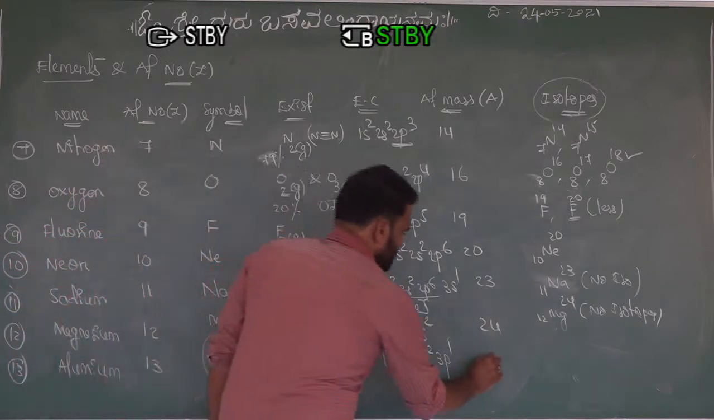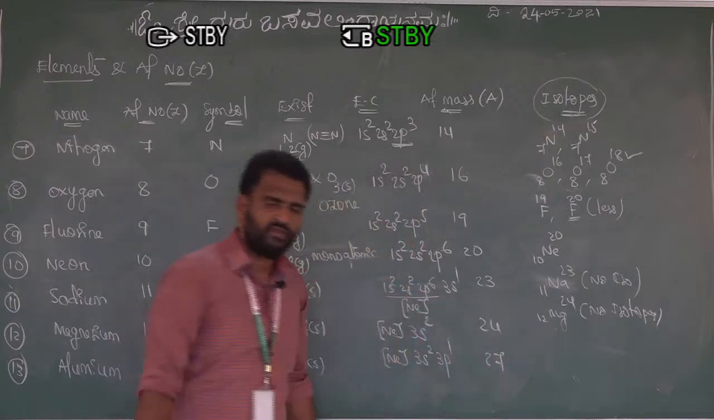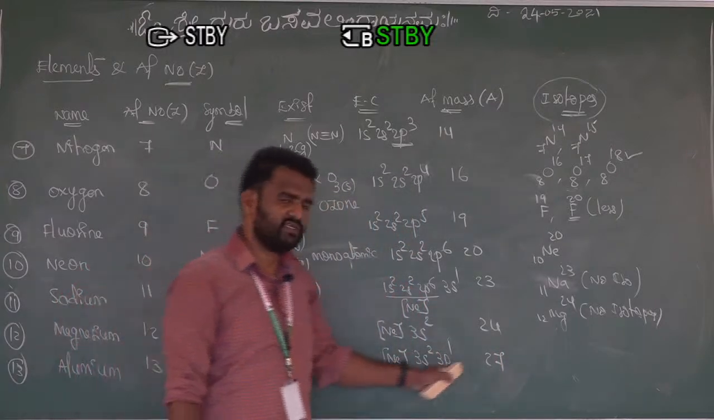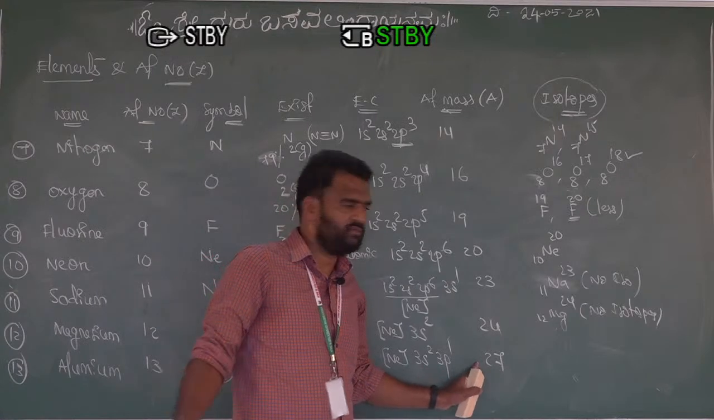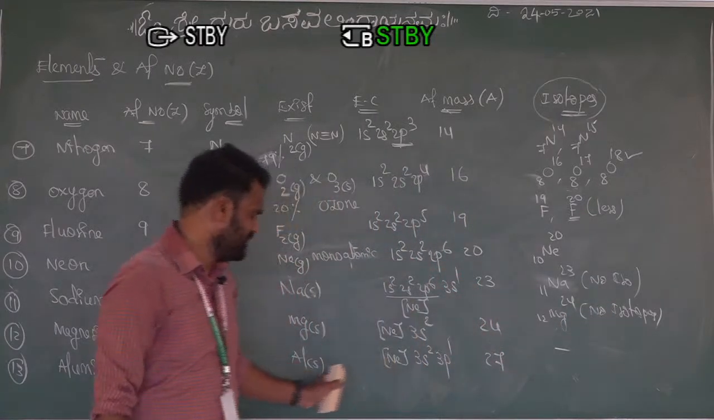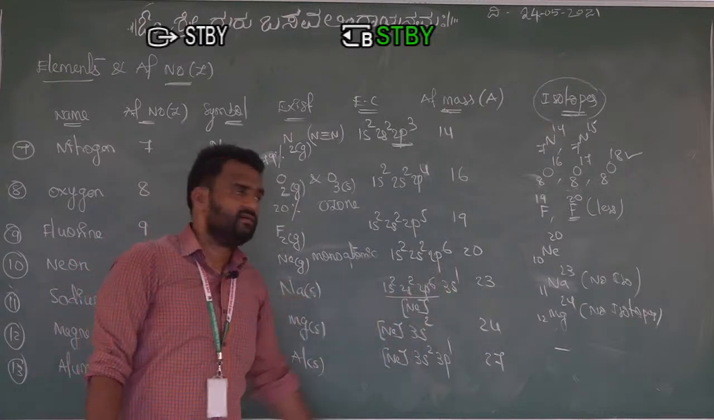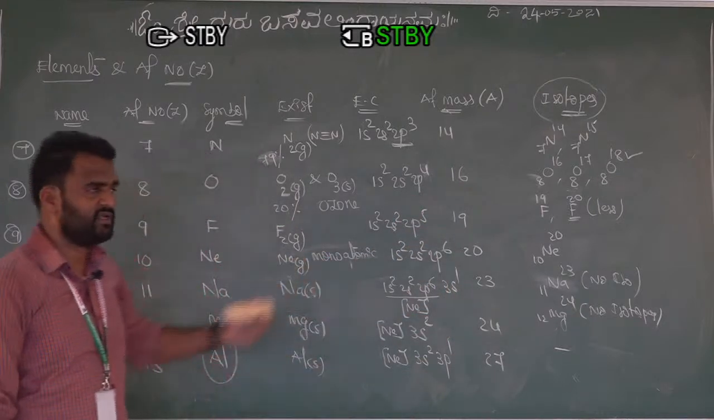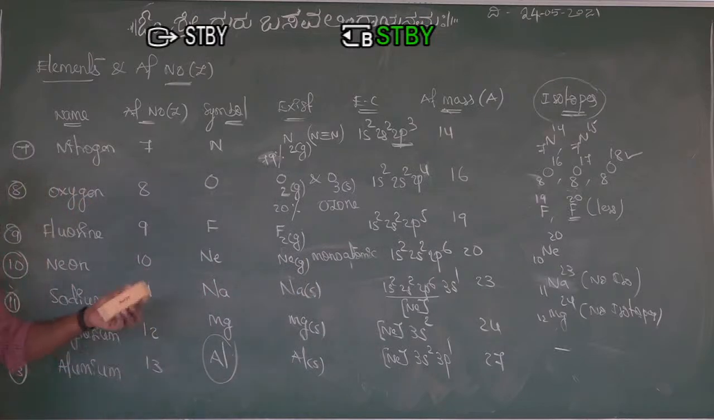Next, the atomic weight of aluminium is 27. So 27 is the atomic mass unit of one aluminium atom. Aluminium will not exhibit any isotopes. Only 13 and 27 is the normal form of aluminium, no other isotopes. Like sodium and magnesium, it will not exhibit any isotopes.